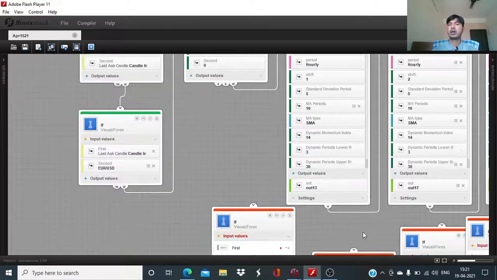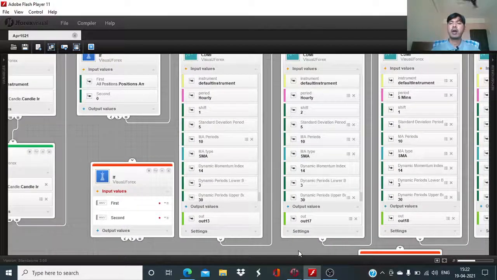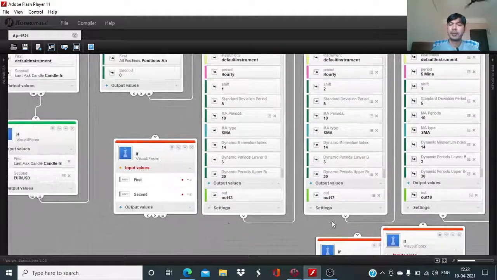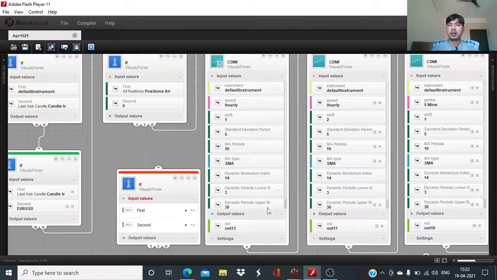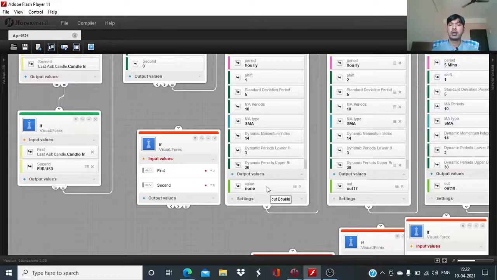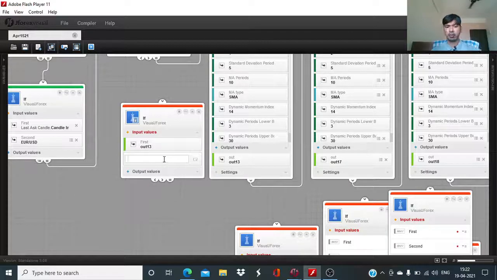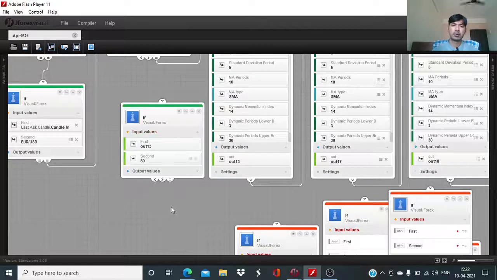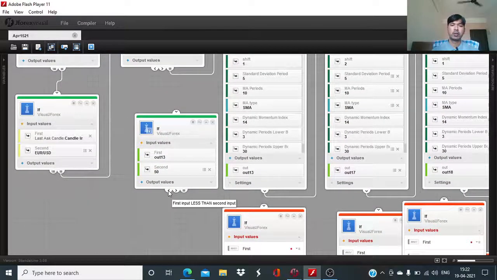Now let us start with the CDMI output values. Here the requirement is that last hour's output value, that is out 13. Here we have the shift 1. So that means this is the output value for the CDMI for last hour. This should be below 50, which means first input less than second input. First input less than second input.